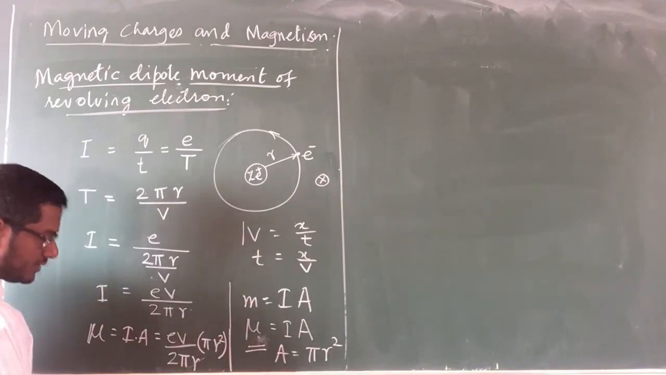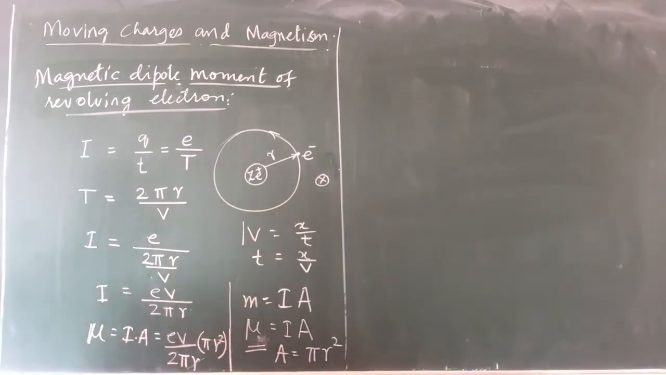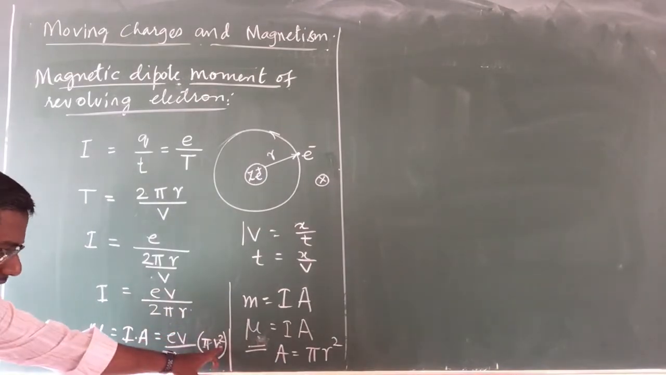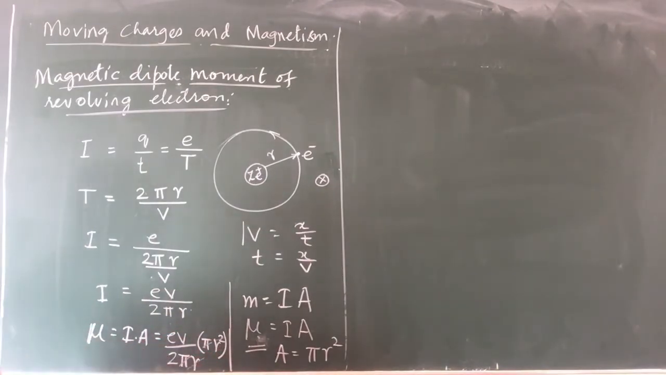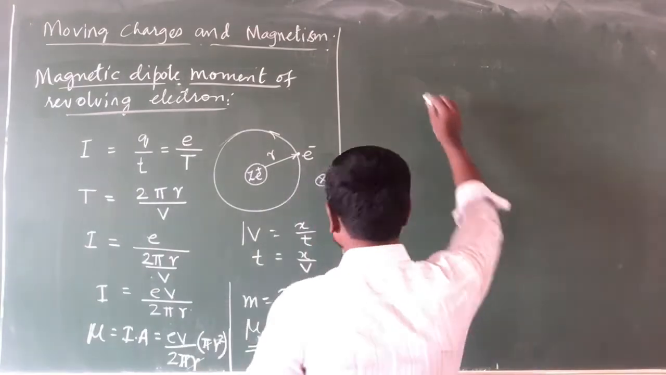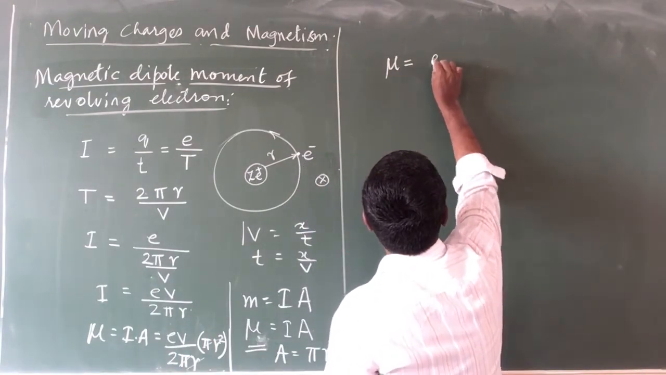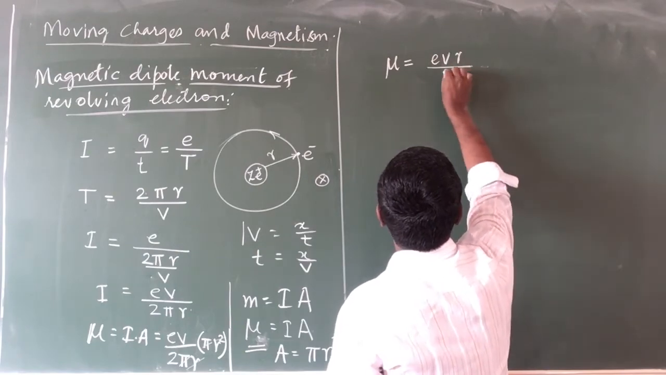Now I have r in the denominator and r squared in the numerator, so one of the r cancels out, the pi goes out, and what is left is ev, with a single r left in the numerator, divided by 2. So my equation for mu is going to be evr divided by 2.